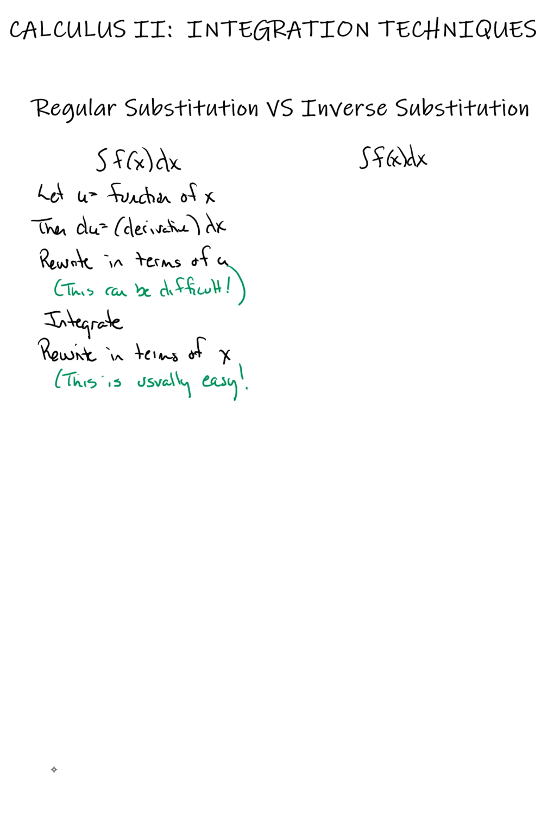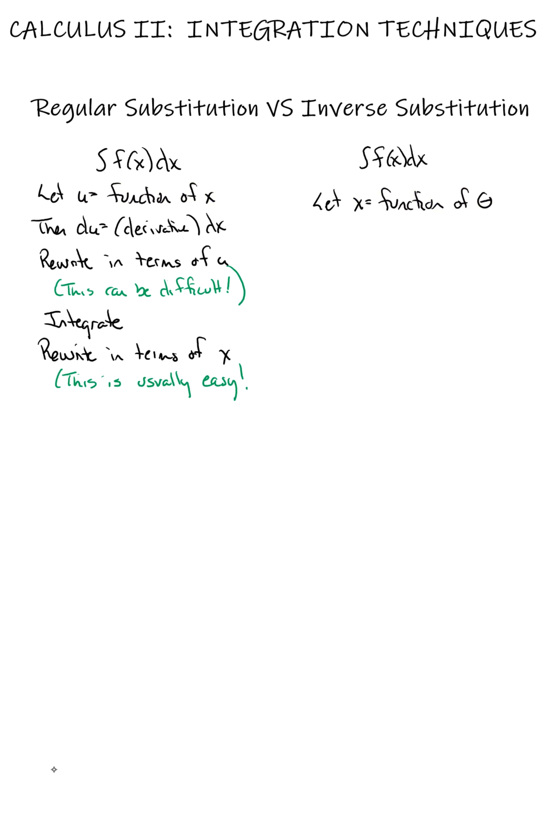Now, if we go backwards from this, inverse substitution, we will begin with the integral of f of x dx. We will let x equal some function of some other variable. Now, we often do this with trig functions, so we'll make this a function of theta. So that's the big difference here. In regular substitution, u is a function of x, but in inverse substitution, x is a function of some other variable.